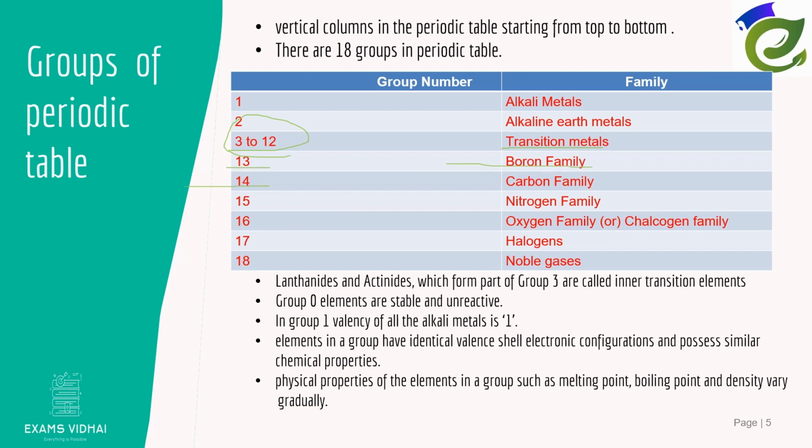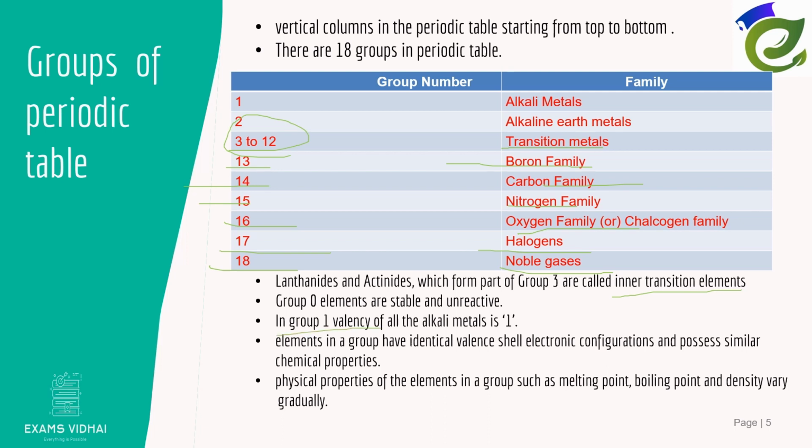Group number 14 is the carbon family. Group number 15 is the nitrogen family. Group number 16 is the oxygen family, also called chalcogens. Group number 17 is halogens. Group number 18 is noble gases. Lanthanides and actinides, which are part of group number 3, are also called inner transition elements. Group 0 elements are called stable and unreactive, which are noble gases.